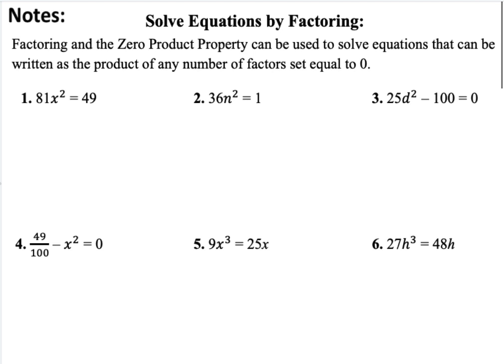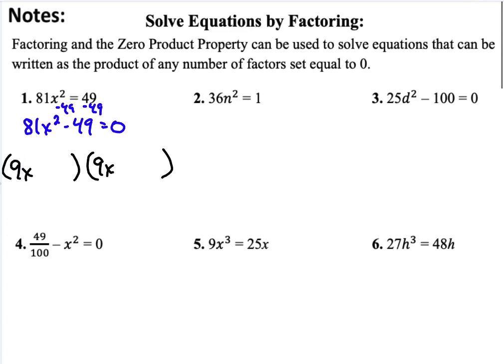So 81x squared equals 49. Again, get all your terms on one side. So 81x squared minus 49 is equal to 0, because I subtracted 49 from both sides. Now I factor my difference of squares. 81x squared is 9x times 9x. 49 is 7 times 7. And then I want one plus and one minus.